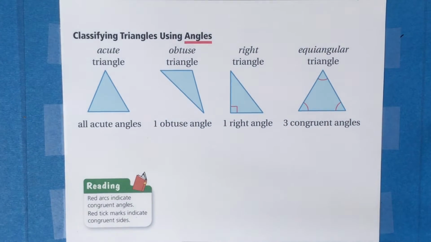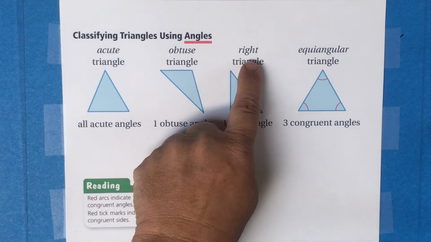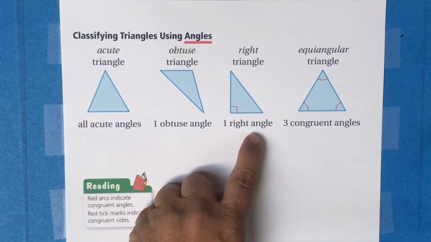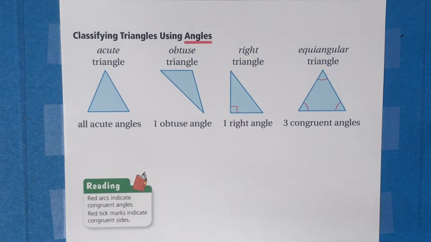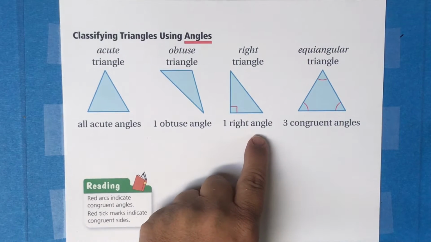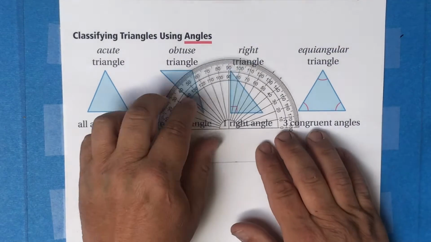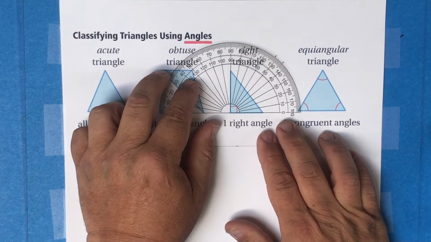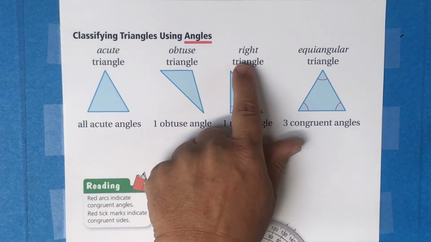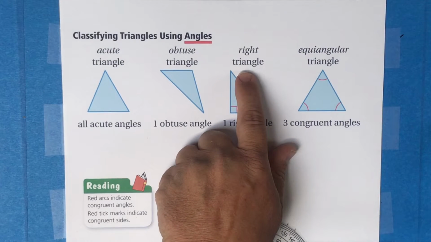The third type of triangle that we can classify by using its angle is a right triangle. A right triangle has 1 right angle. It can't have more than 1 right angle, just 1. And again, we see the red square, and that lets us know that that's a 90-degree angle, and we don't have to measure it, but we could just to show where this right angle is. Since it has 1 right angle, we would classify that as a right triangle.